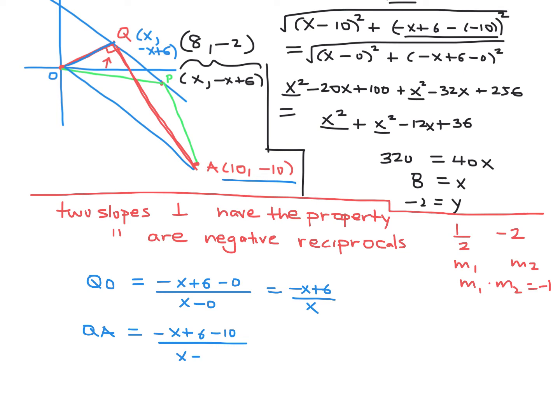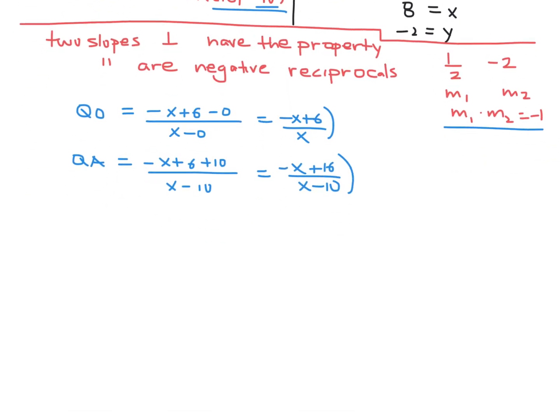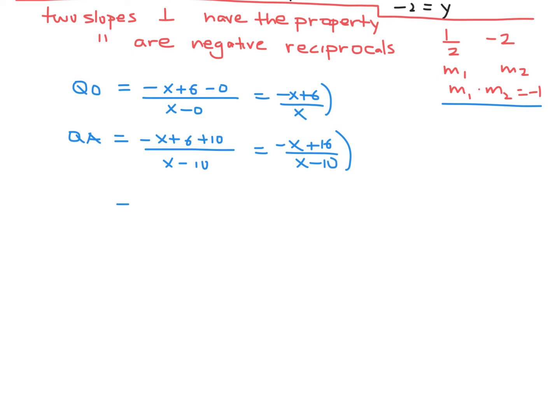wait, hold on a second. I think this is plus 10, right? Because it's minus 10, and this is minus 10. Okay, I got to make sure I don't make any mistakes here. So this is going to be minus x plus 16 over x minus 10. Okay, so these are the two slopes, and when you multiply them, they got to equal negative 1, because that's the property of negative reciprocals. So that means that minus x plus 6 over x times this, minus x plus 16 over x minus 10, is equal to negative 1. All right, that doesn't sound so bad.